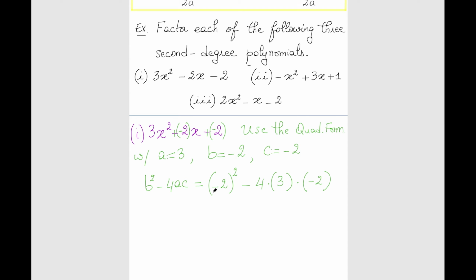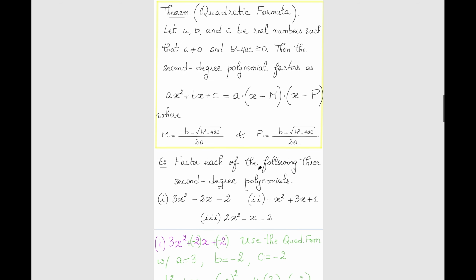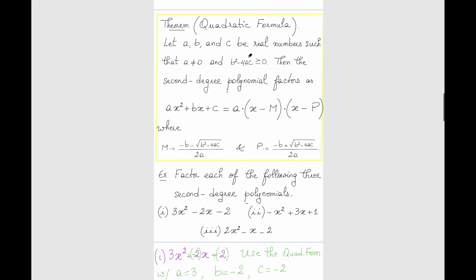Okay. All right, let's check that. What's -2 squared? -2 times -2 is 4. And what's that? Minus, what's 4 times 3? 12. 12 times -2 is -24. -24 times this negative is +24. So +24, and the sum is 28, which is certainly non-negative. So as such, I checked this. This is checked now. Then, because of the quadratic formula, I can now proceed.